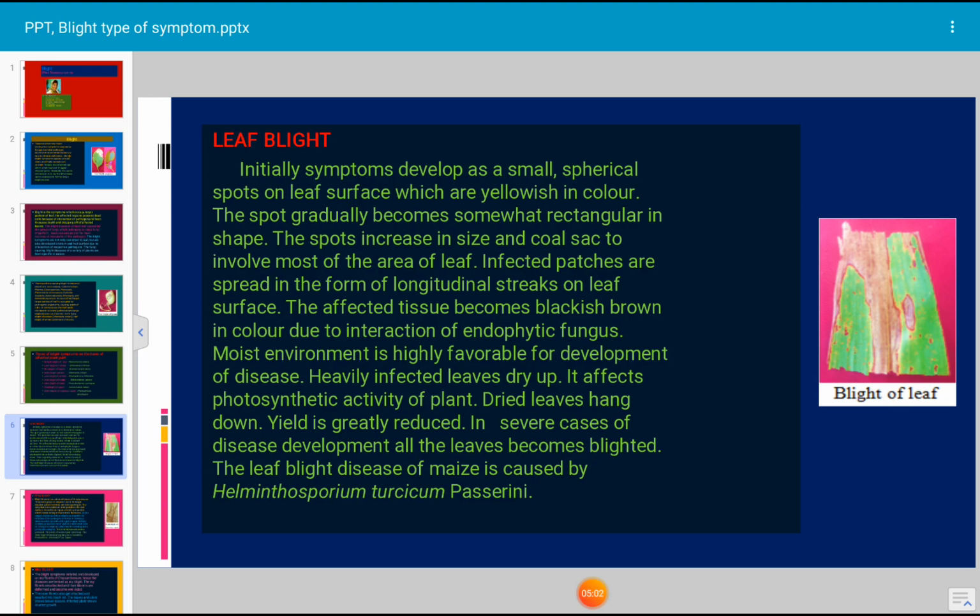Heavily infected leaves dry up. It affects photosynthetic activity of the plant. Dried leaves hang down. Yield is greatly reduced. In severe cases of disease development, all the leaves become blighted. The leaf blight disease of maize is caused by Helminthosporium turcicum. The right side photograph shows the leaf blight disease of maize, which is caused by Helminthosporium species.